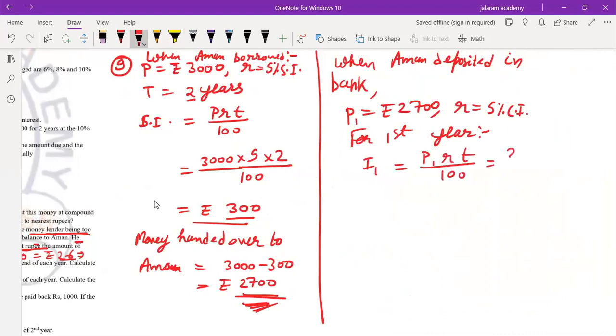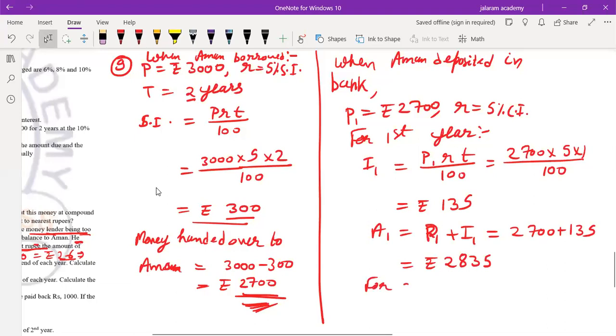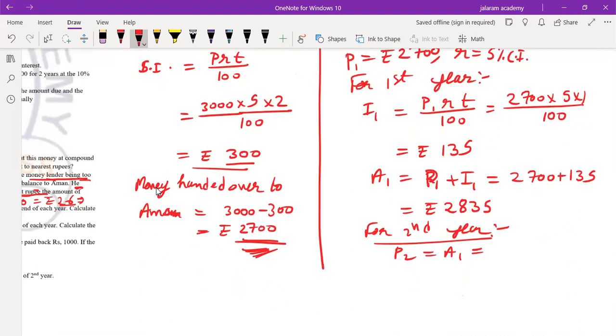PRT by 100, that is 2,700 into 5 into 1 by 100, rupees 135. And now we find the amount due at the end of 1 year, which is obtained by the formula principal plus interest. Now the principal is 2,700, interest is 135, so the amount is rupees 2,835, which will be the principal for the second year. Amount for the first year will be the principal for the second year. No need to copy it.